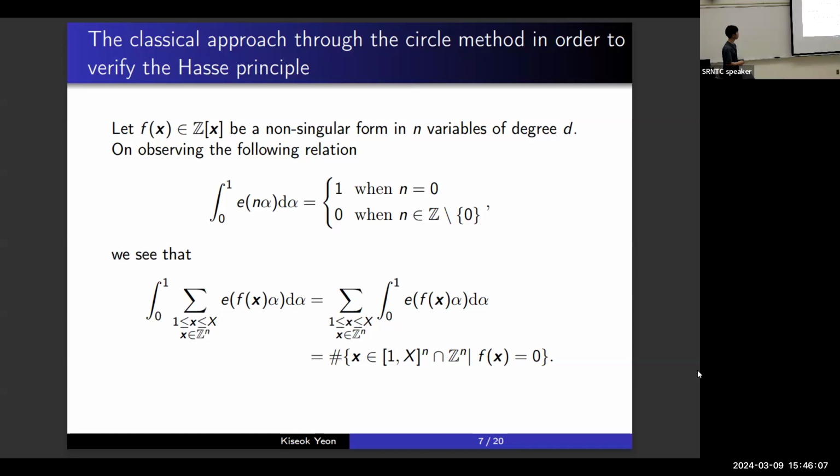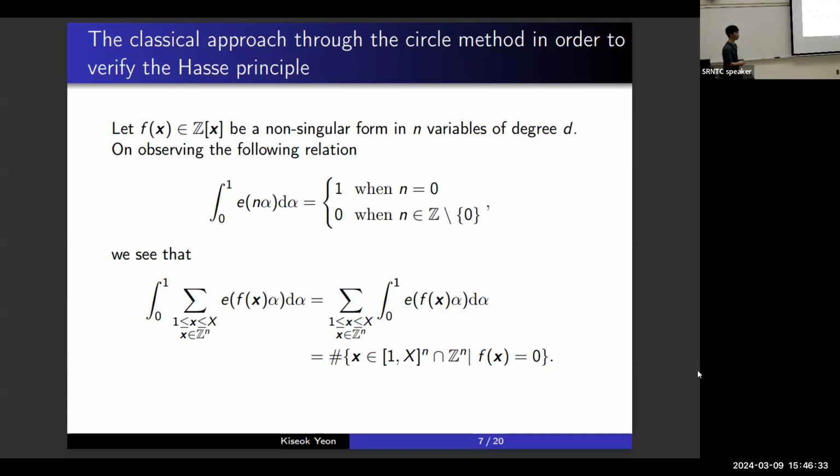If you look at this integral, the mean value of a certain exponential sum, and change the order of integration and summation, then by the relation above the sum over n becomes 1 only when f of x equals 0, and otherwise it becomes 0. So this exactly counts the number of integer solutions satisfying f of x equals 0.